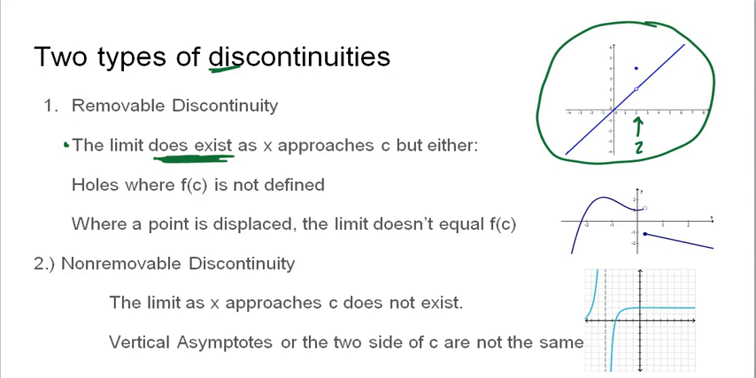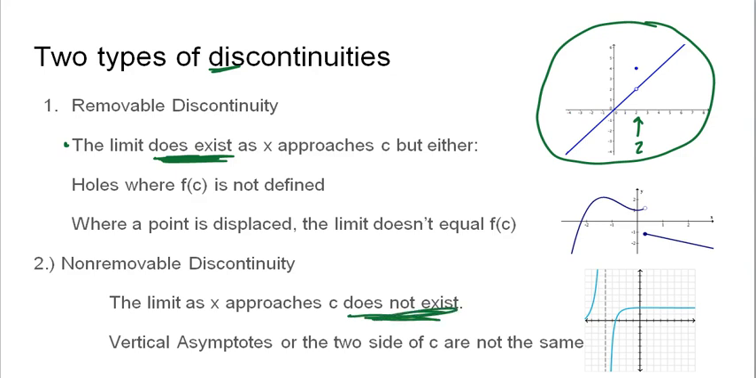This is what we call a removable discontinuity. I literally took a point and I removed it and either threw it away or put it somewhere else. But the important part is the limit does exist at 2, but there's a hole there. That's called a removable discontinuity. The opposite is pretty simple to remember, a non-removable discontinuity. Here, the limit does not exist.